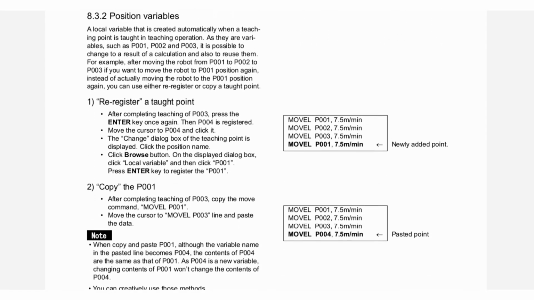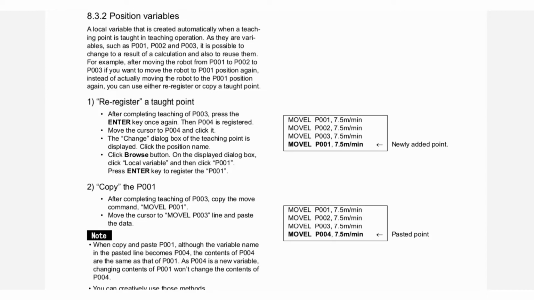Now next is position variables. A position variable is a local variable that is created automatically when a teaching point is taught in teaching operation, such as P001, P002 and P003. It is possible to change them to the result of a calculation and also to reuse them. For example, after moving the robot from P001 to P002 to P003, if you want to move the robot to the P001 position again, instead of actually moving the robot to the P001 position again, you can use either re-register or copy a taught point.